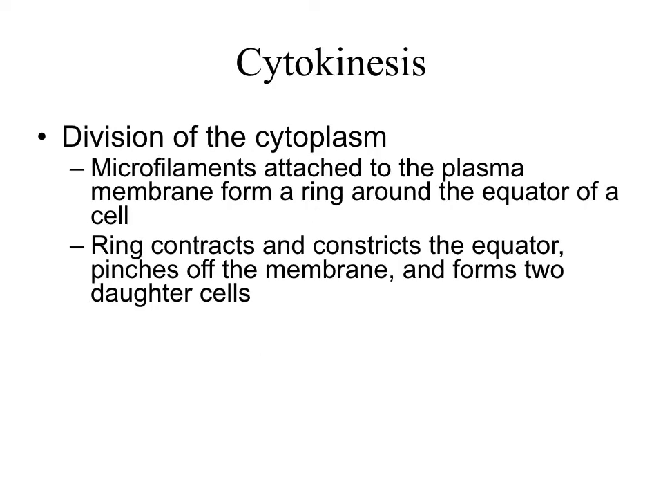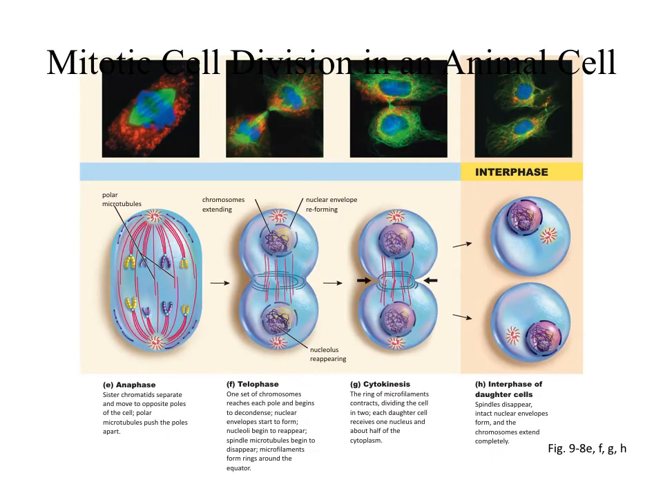And finally, in cytokinesis, the microfilaments attached to the plasma membrane form a ring around the equator, and the ring contracts and constricts the equator, pinches off the membrane, and forms two daughter cells. So now here we are. We see in cytokinesis there is a ring, as you see, of microfilaments, and it contracts, pulls, and splits everything more or less in half. The cytoplasm is more or less split in half, all the water and substances inside of the cytoplasm.